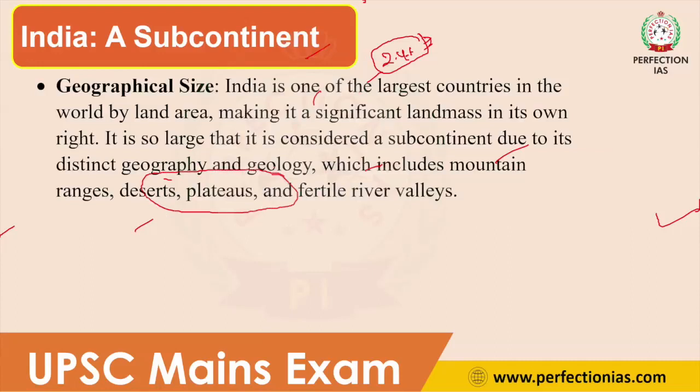If you take a country, it usually contains only a few features. Some countries contain desert, but don't contain mountains. If you take India, we have the Great Plains, the Himalayan mountains, the Thar desert and the Chotanagpur plateau. So we have all the distinct geographical features, and because of that, India is called a subcontinent.